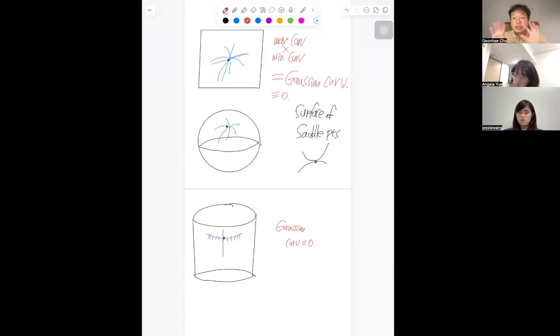So if the Gaussian curvature values are different, then they are different surfaces. But you can see that if the Gaussian curvatures are the same, it actually turns out that those two can be the same actual surfaces. Does that make sense to you?